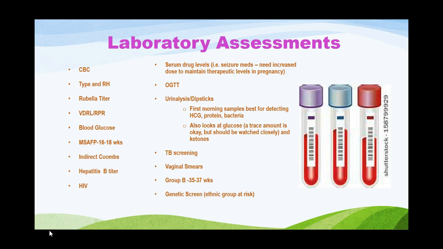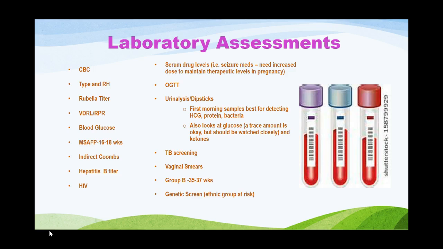First morning samples are best for detecting HCG, which is the pregnancy hormone, protein, and bacteria. And then also, we do this to look at glucose. And remember, we said a trace amount is okay, but we have to watch it closely. And we can also look for ketones in urinalysis and dipsticks as well. TB screenings can be added in.